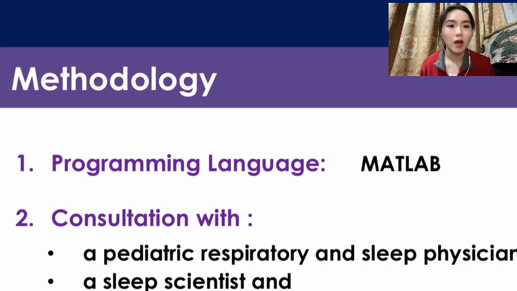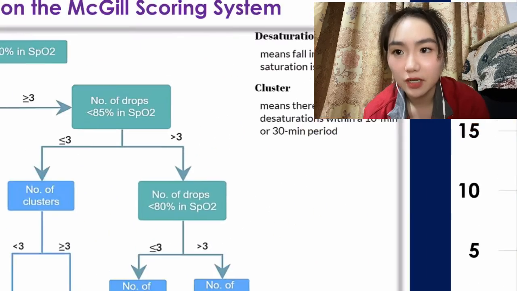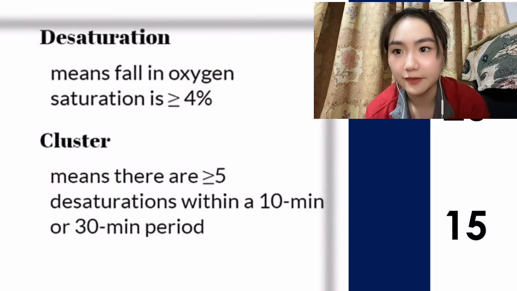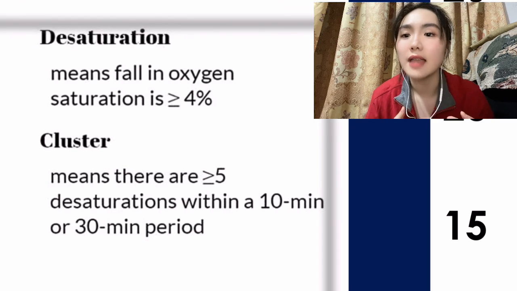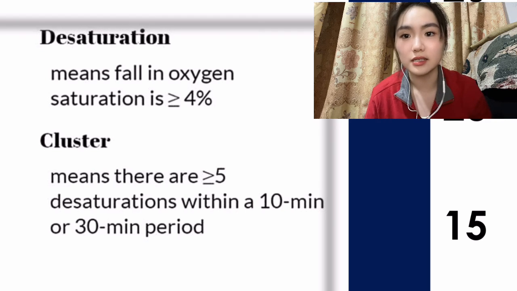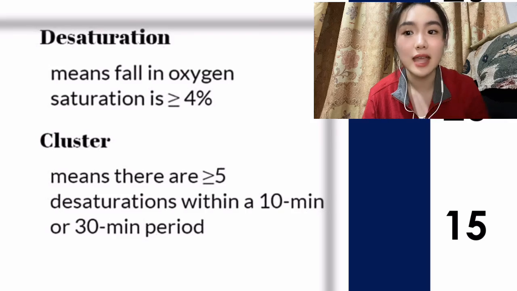So first of all, I chose MATLAB as the programming language. The next step is to build a decision tree based on the standard McGill criteria. Two definitions need to be explained first. The first one is desaturation. It was defined as a decrease in blood oxygen saturation of at least 4%, and a cluster was defined as a series of 5 or more desaturations that occurred within 10 to 30 minutes.